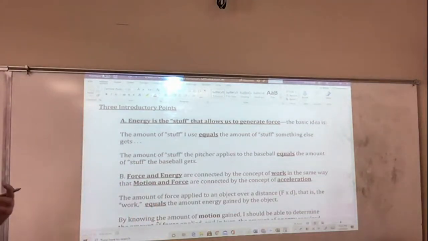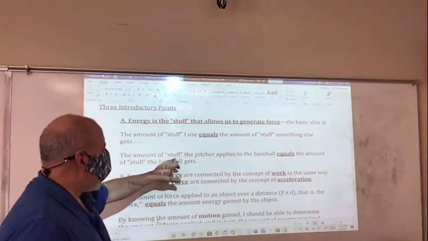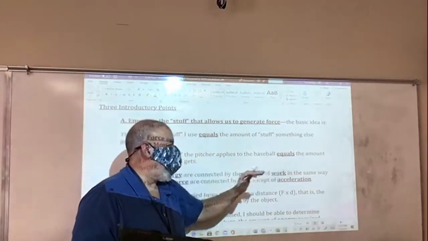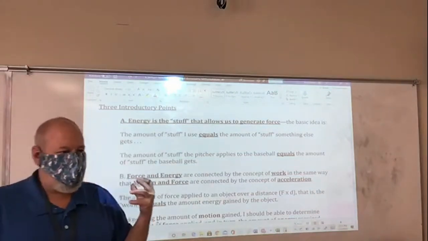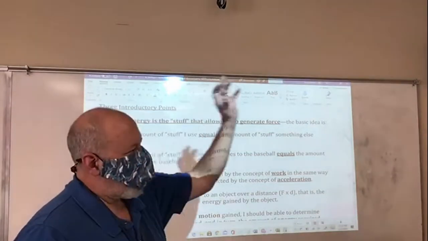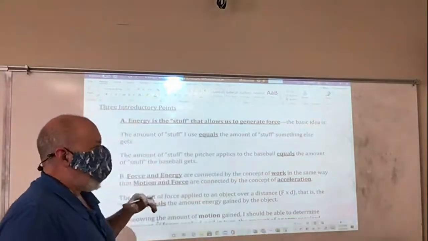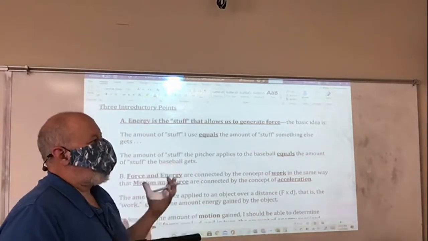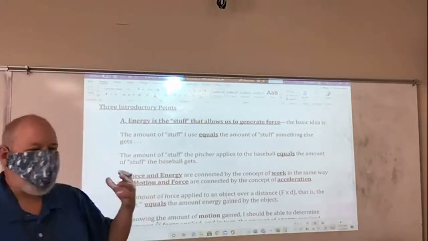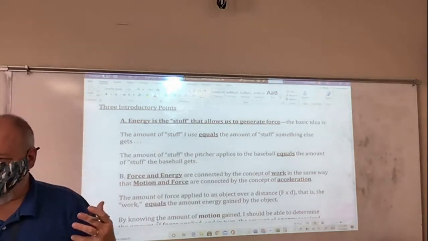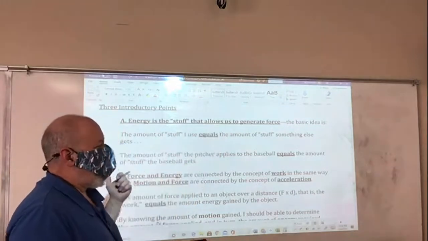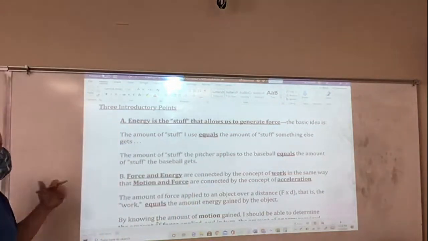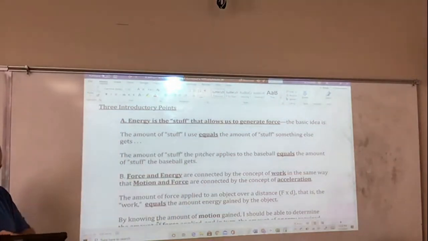And my favorite example of this is the amount of stuff the pitcher applies to the baseball equals the amount of stuff that the baseball gets. So when I pitch, I do something to the baseball. However much stuff I do to the baseball, that's how much stuff the baseball gets. Okay? So that's the first thing.